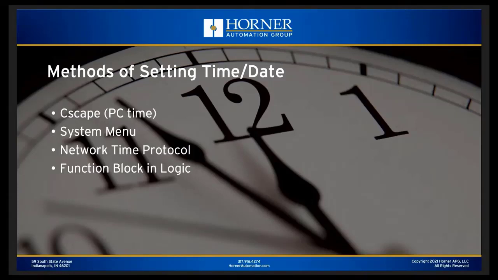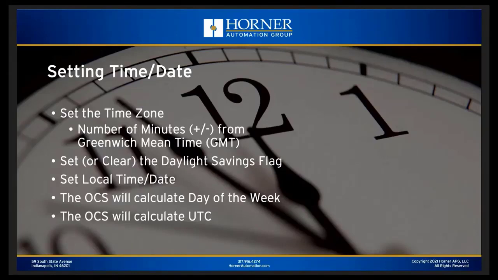All right, let's take a look here. The process that you're going to want to follow when it comes to setting the time and date is this. You're going to want to start by setting your time zone. And remember, that's the number of minutes, plus or minus, from Greenwich Mean Time. Next, you're going to want to either set or clear the daylight savings flag. As we are broadcasting this particular session today on June 1st, 2021, we are right in the middle of daylight savings, so we're going to want our daylight savings flag to be on. After you've set those 2 things, then you want to set your local time and date.